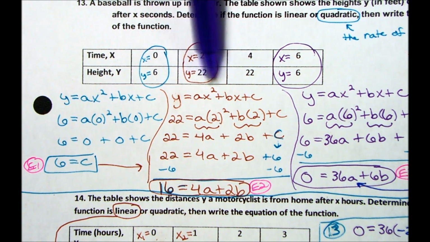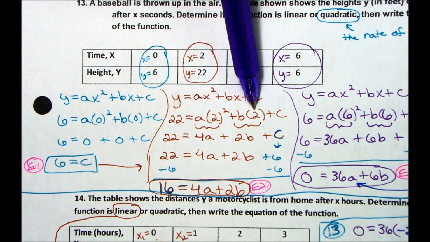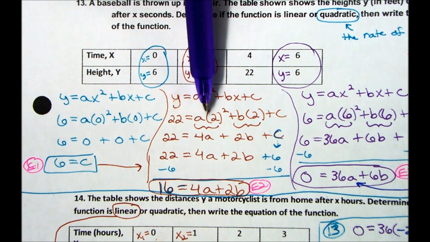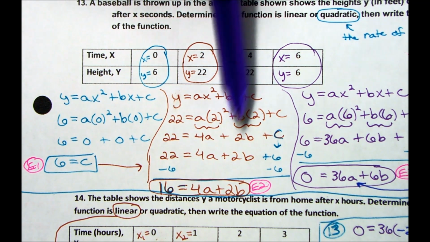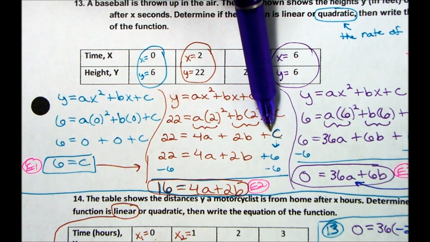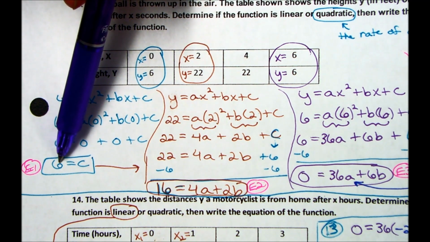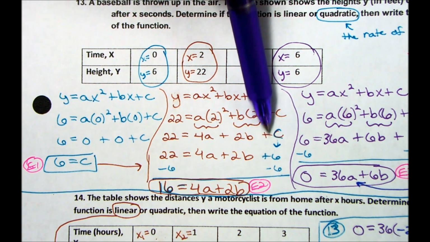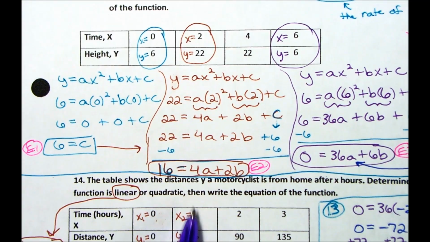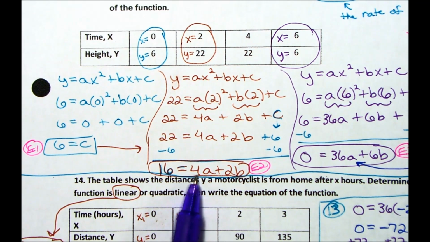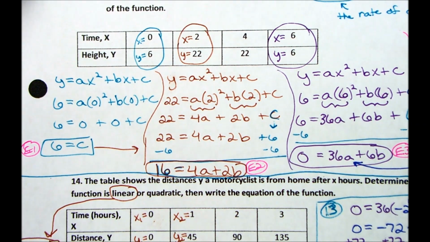Then you write a second equation, again using your standard form. Substitute 2 for x, substitute 22 for y, and then simplify. Square that, you get 4a, multiply, you get 2b, and then now in place of c, you can actually put 6 in its place, because we already know that from the first step over here. And then what I did is I subtracted 6 from both sides so that I can get an equation now that has just the a and the b, 2 variables, and then equals the constant. So that's my equation 2.